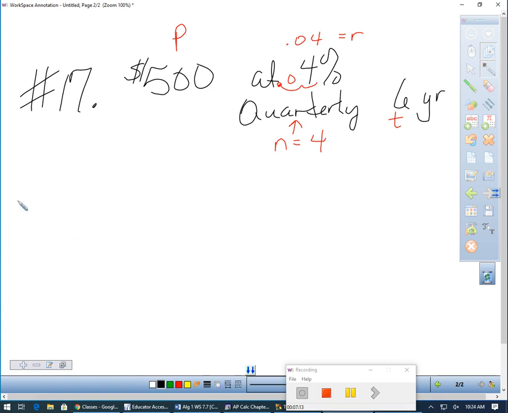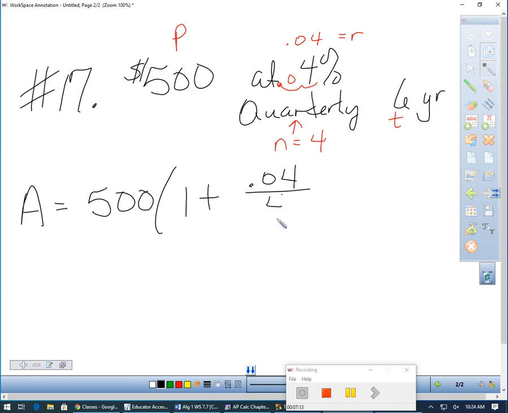So yes. A equals 500, parentheses, 1 plus 0.04 divided by N, which is 4, raised to the 4 times 6. Or again, 24, because it happens 24 times overall. Perfect.